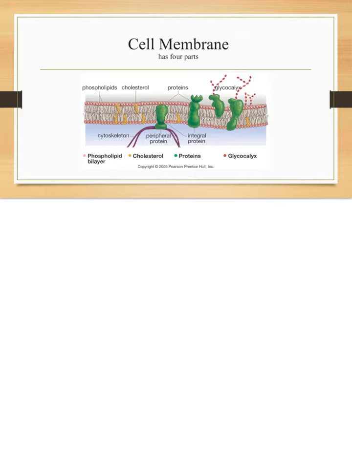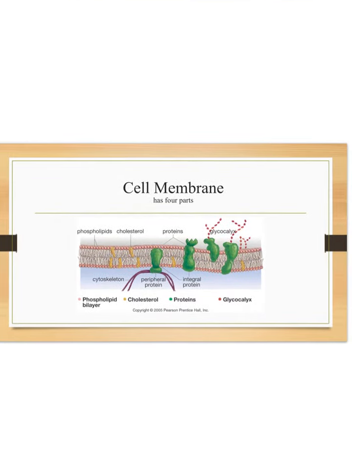So the cell membrane has four main parts. Keep in mind, cholesterol we're only really going to find in animal cells. The rest of the stuff is going to be in both plants and animals. So you have your phospholipid bilayer, which is this. You've got your cholesterol, which just helps with the fluidity.